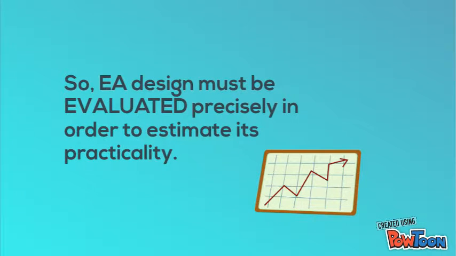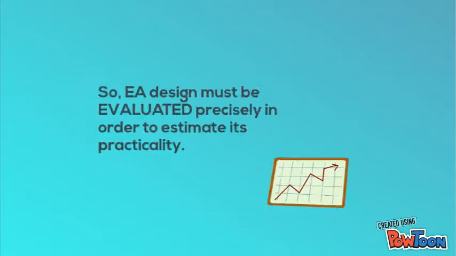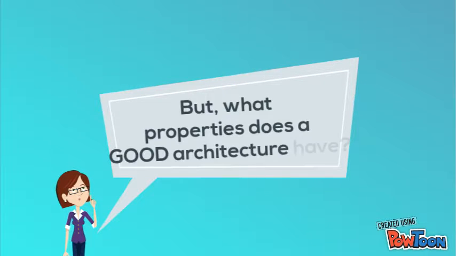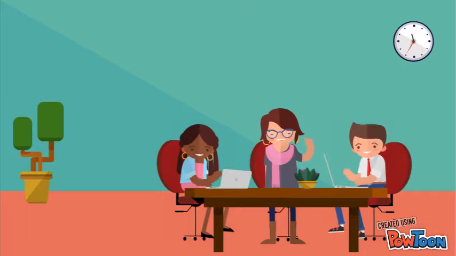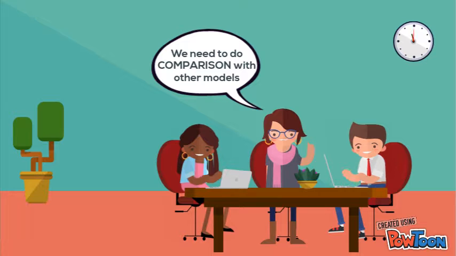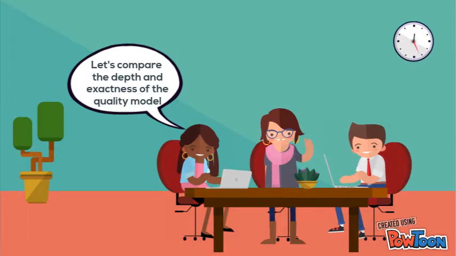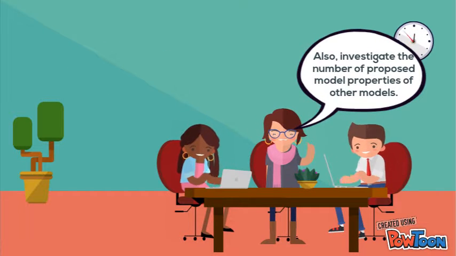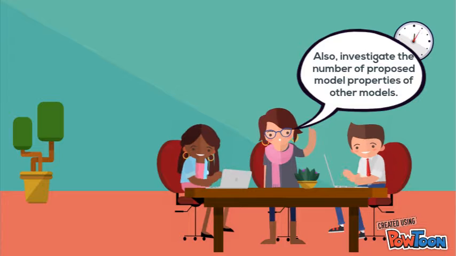So, enterprise architecture design must be evaluated precisely in order to estimate its practicality. But what properties does a good architecture have? The methodology of this study is to conduct a comparison with other quality models. The comparison aspects include depth and acceptance of the quality model, as well as investigating the number of proposed model properties of other models.